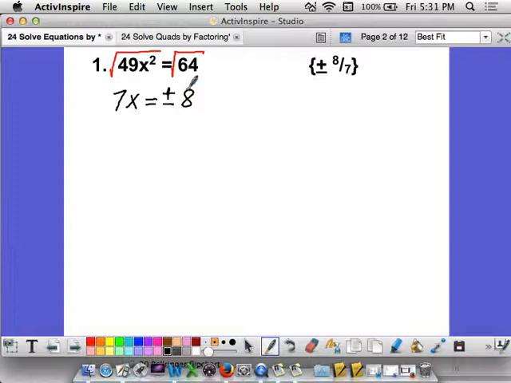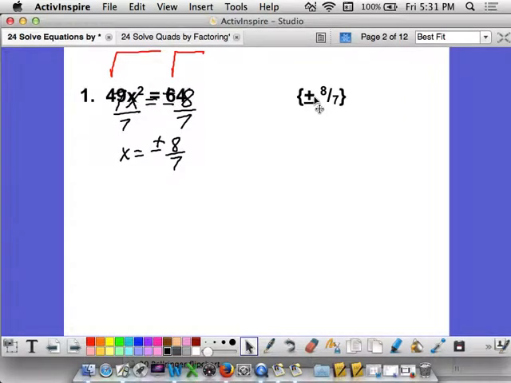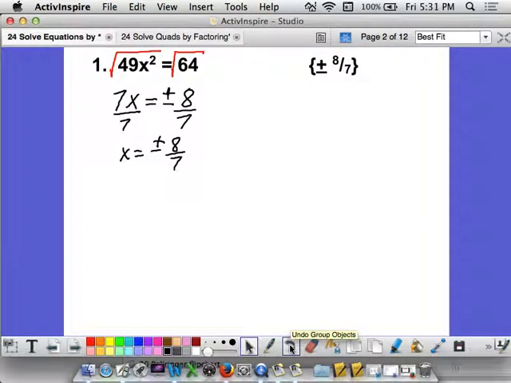Then solve, divide both sides by 7. So x is equal to plus or minus 8/7. That's what my answer says it is over here. Okay, so let me undo that. So there's my answer. The other way to work it is to factor it.